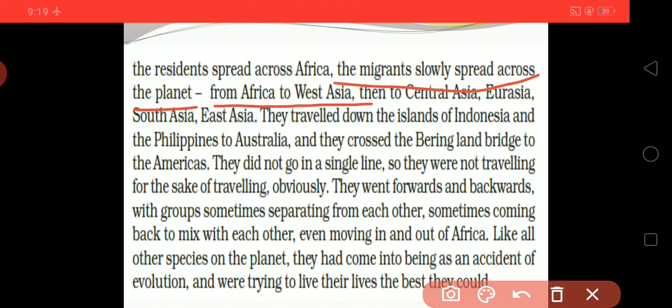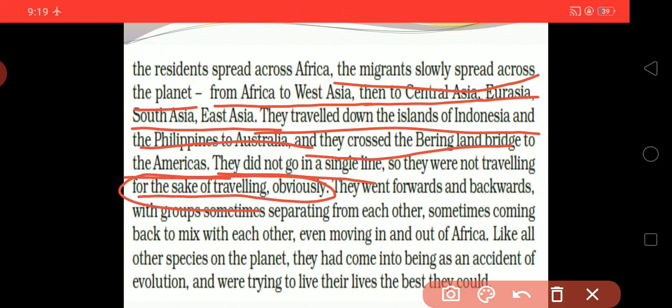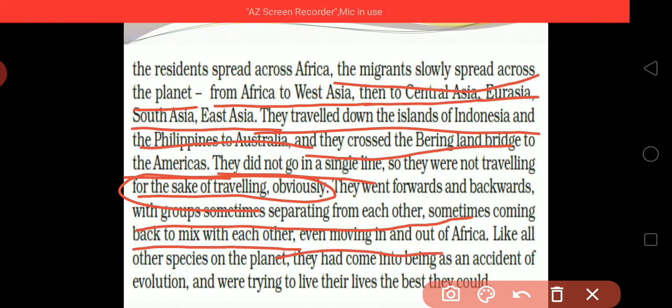From Africa to West Asia, and then to Central Asia, Eurasia, South Asia, and East Asia, they all migrated separately. They traveled down the islands of Indonesia and the Philippines to Australia, and crossed the Bering Land Bridge to America. They did not go in a single line. They were not traveling for the sake of traveling, but migrated permanently. They went forward and backward, with groups sometimes separating from each other, sometimes coming back to mix with each other, and even moving in and out of Africa.